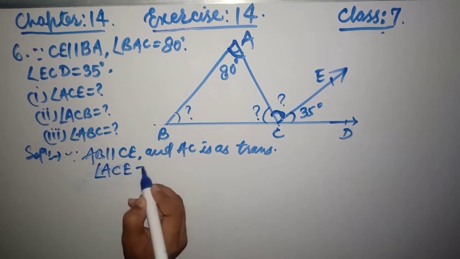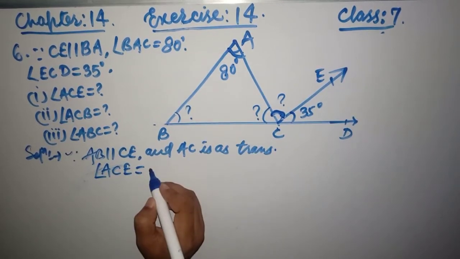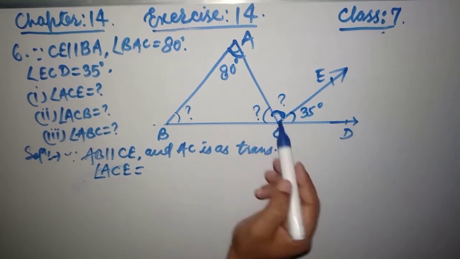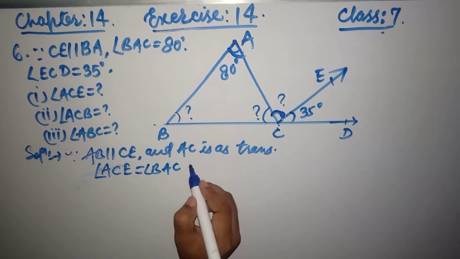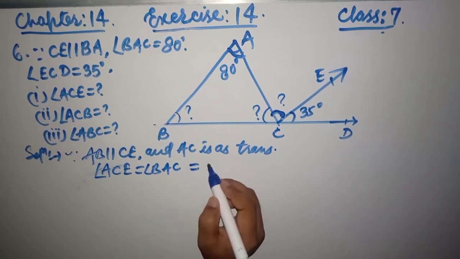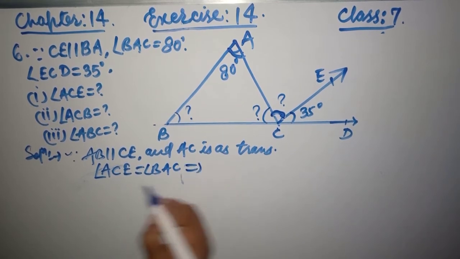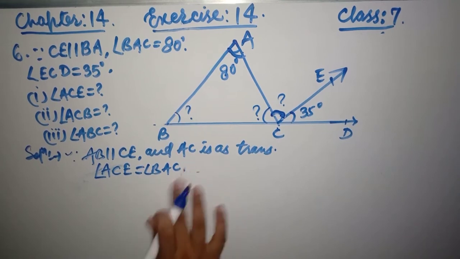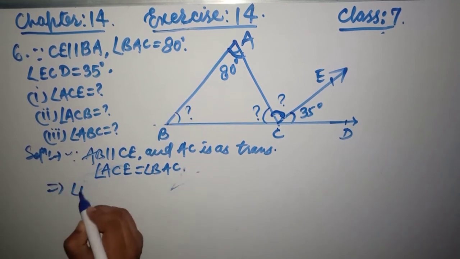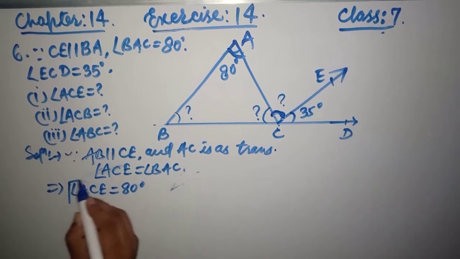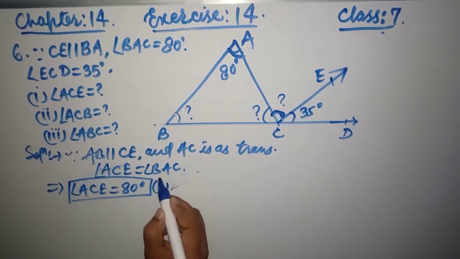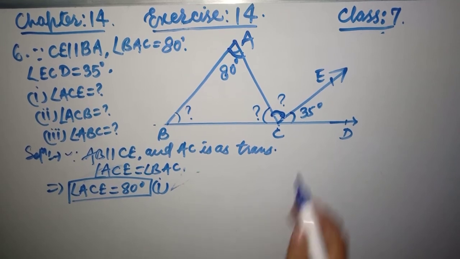Angle ACE is equal to angle BAC. So angle ACE is equal to angle ABA, which is 80 degrees. So this is the first answer. Now friends, this becomes 80 degrees.